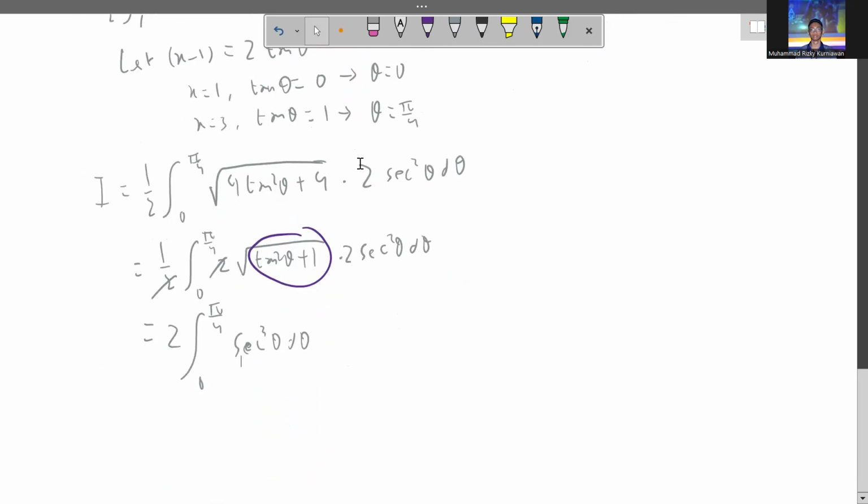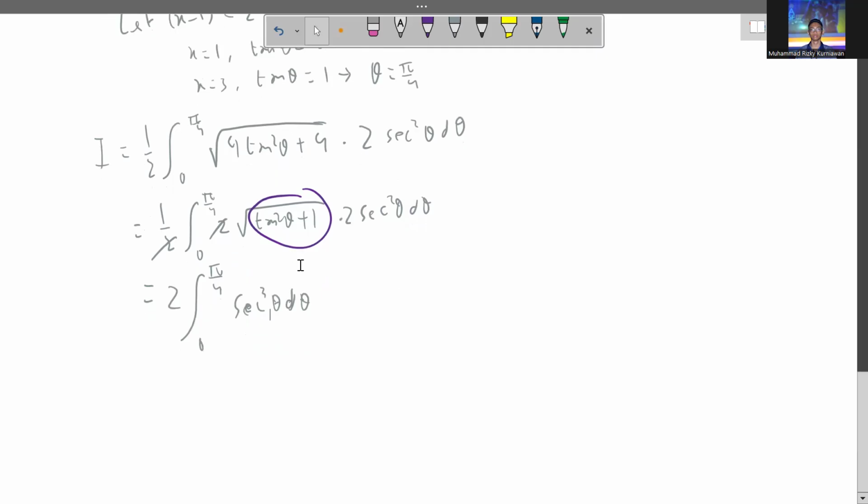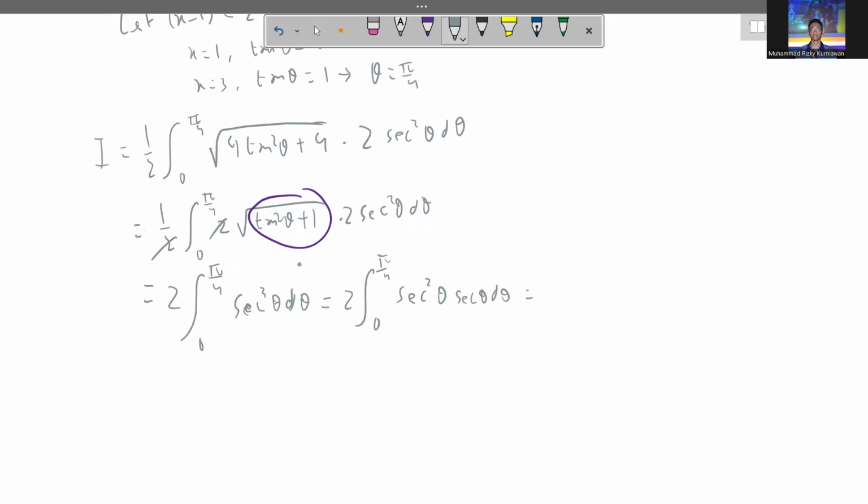Okay, so at this point, that means we will have to evaluate the integral of secant cubed theta. There's a trick to this. Well, the first trick here is to use integration by parts. So we can rewrite this as the multiplication of secant squared theta and secant theta. And then notice that secant squared theta is the derivative of tangent of theta.